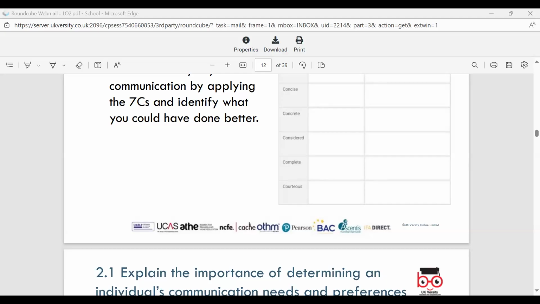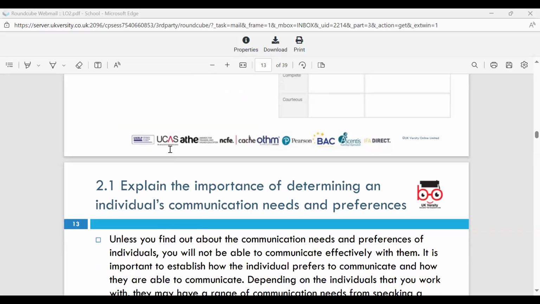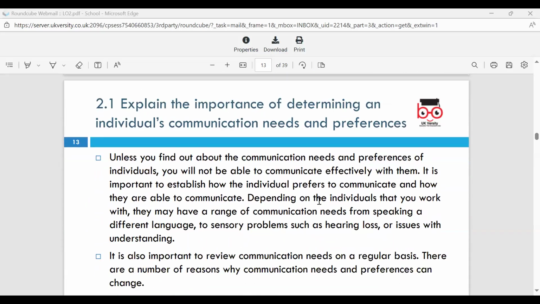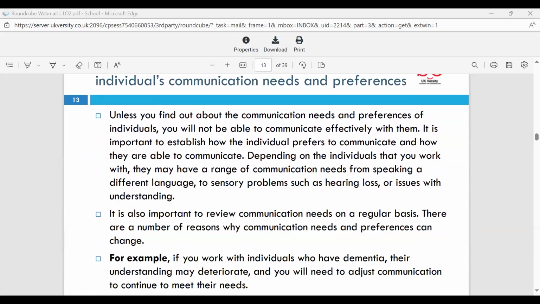So looking at 2.1, the next slide is the importance of determining the individual's communication needs. Unless you find out anyone's needs, you can't say, oh, this person communicates like this. You need to find out what their communication needs and preferences are, to build trust, promote well-being and ensure effective communication. Depending on the individual, it's hard for them to communicate, especially if they've got hearing loss or if they can't talk.